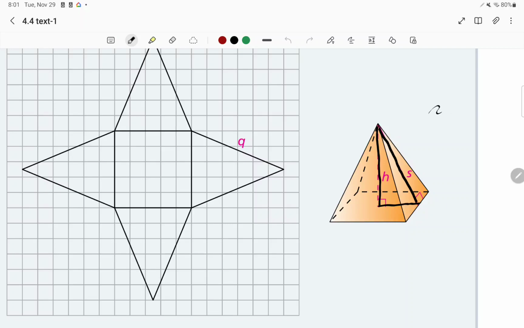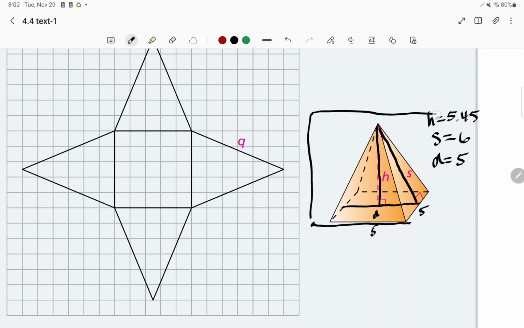5.45. The S was 6, and then the distance across was 5. So let's say this is D, right? So that would be 5 here, and so forth. So will that fit into the box? And the answer is absolutely, because if you have a cube, that cube is 6 inches this way, which will fit. And it's 6 inches up here, which will fit, and 6 inches the other way.